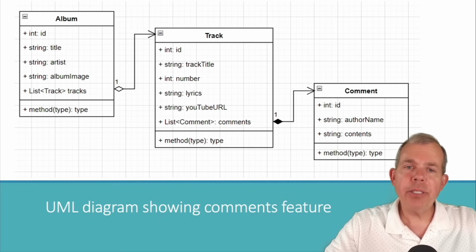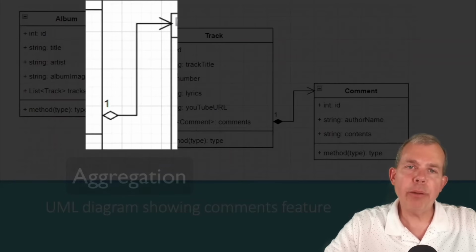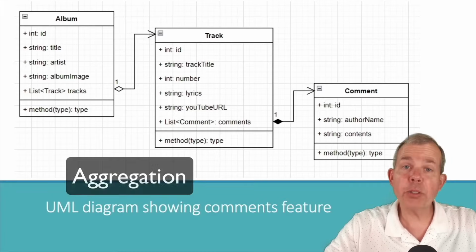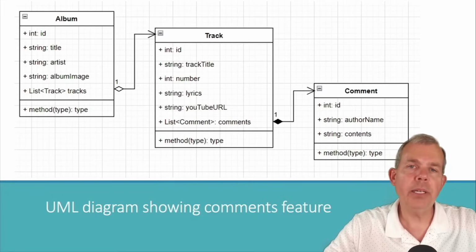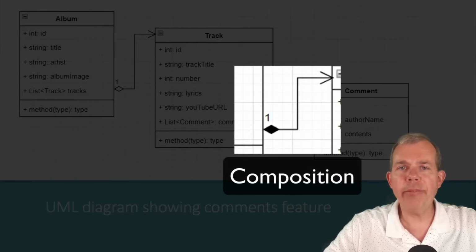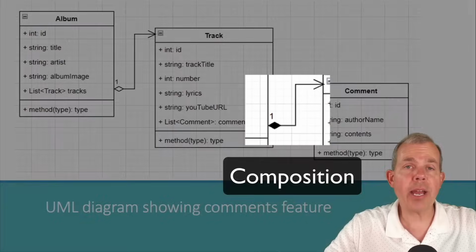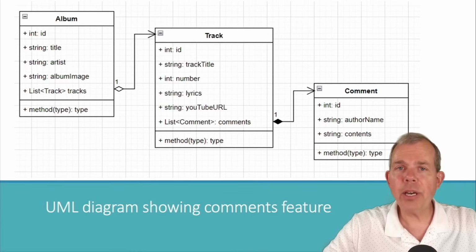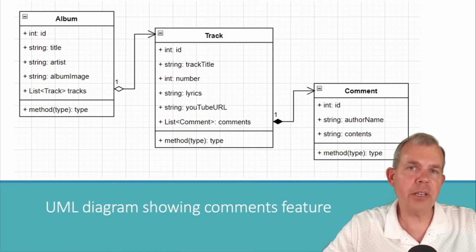On the left side, you can see that the relationship between a track and an album is labeled as aggregation. That's because a track could exist apart from an album. However, on the right side, I have labeled the comments and tracks as a composition relationship because a comment should not exist unless there is an associated track.